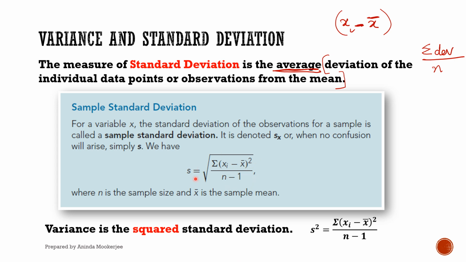We have to undo it and take the square root of it. So that's the sample standard deviation. It is the average deviation of the individual data points or observations from the mean.